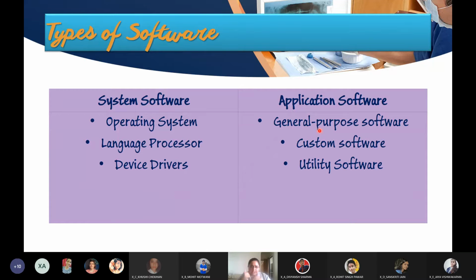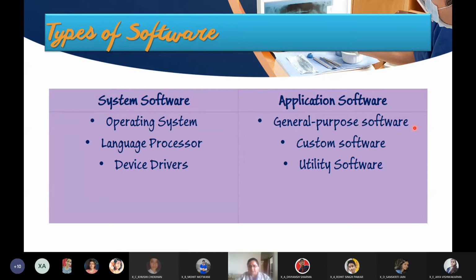Software which needs the support of the operating system to work. Not necessarily language processor or device driver, but they need the operating system compulsorily to work. So we have general purpose software like Word, Excel, PowerPoint, Photoshop. These are all general purpose software which are not made for a particular organization. They are made for performing a certain task, and there could be n number of people using that software.